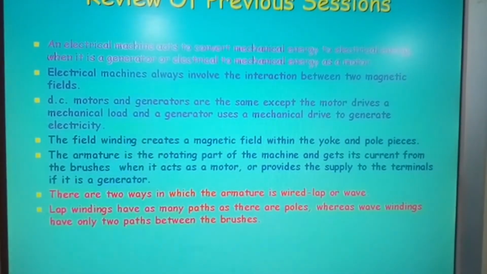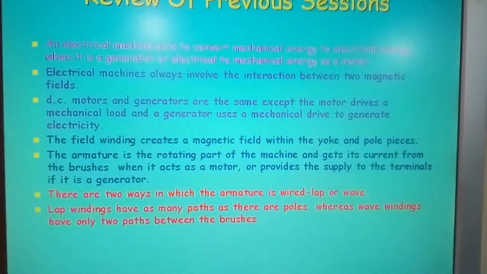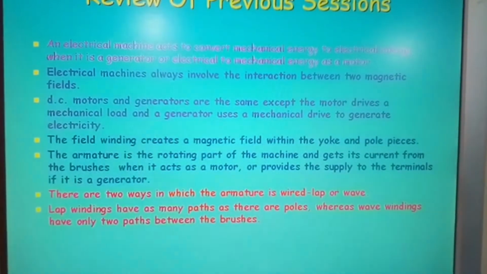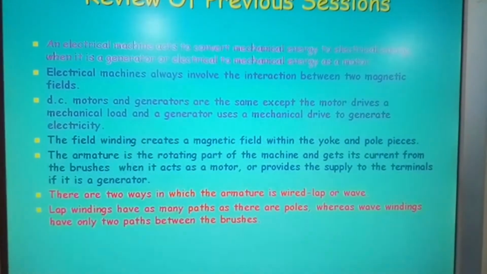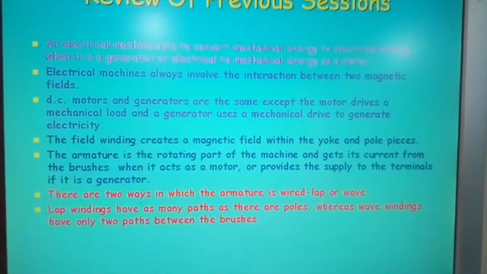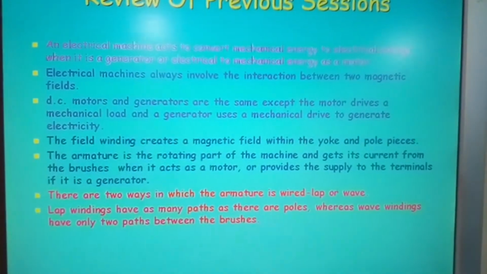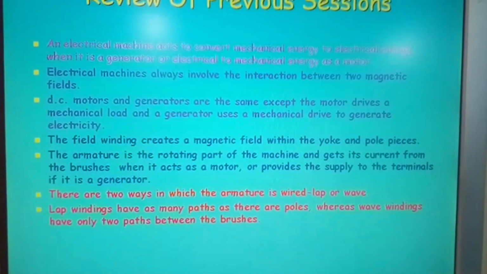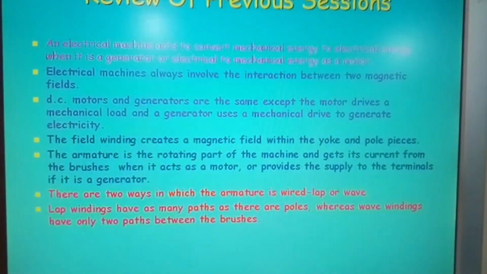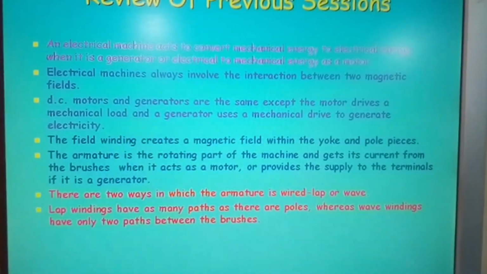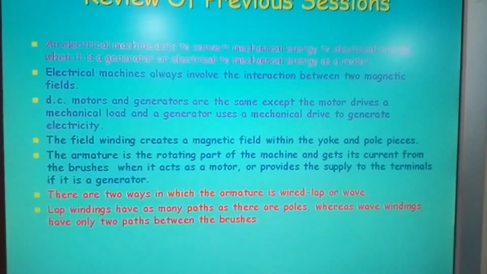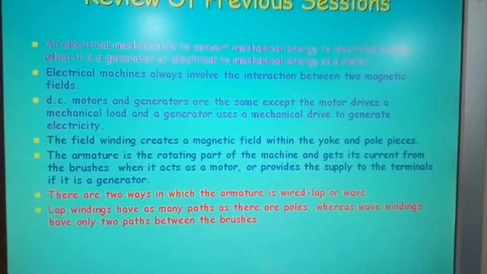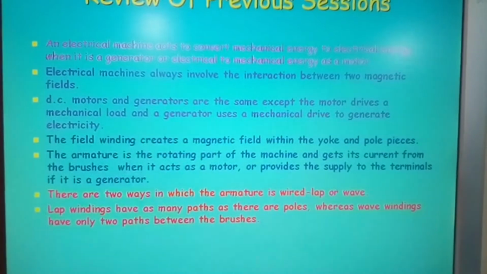The armature is the rotating part of the machine and gets its current from the brushes when it acts as a motor, or provides the supply to the terminals if it is a generator. There are two ways in which the armature is wired: lap or wave. Lap windings have as many paths as there are poles, whereas wave windings have only two paths between the brushes.